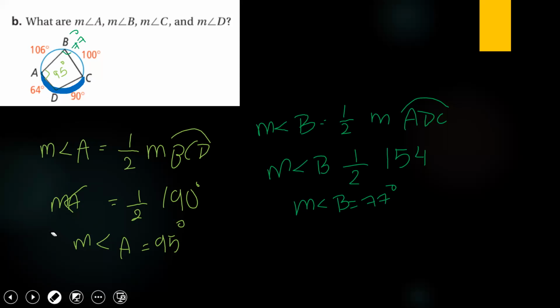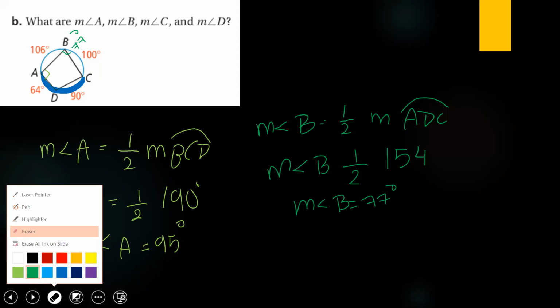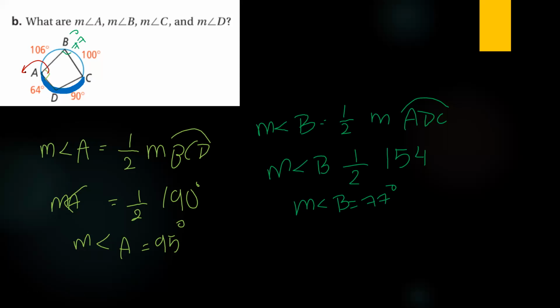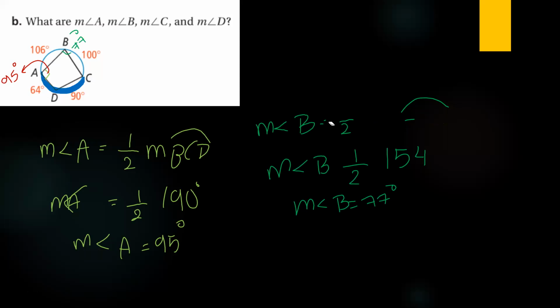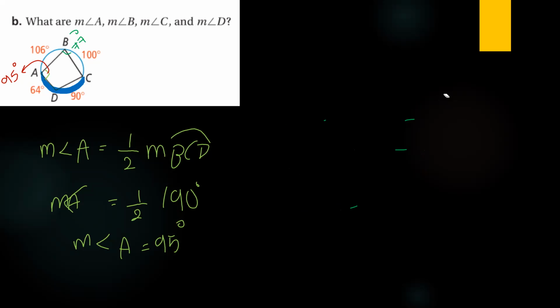Teacher, we said it's half because it's half the intercepted arc, right? Yes, this is our theorem. And this intercepted arc is made of AD and DC, right? You have to add them. Okay, thank you, teacher.